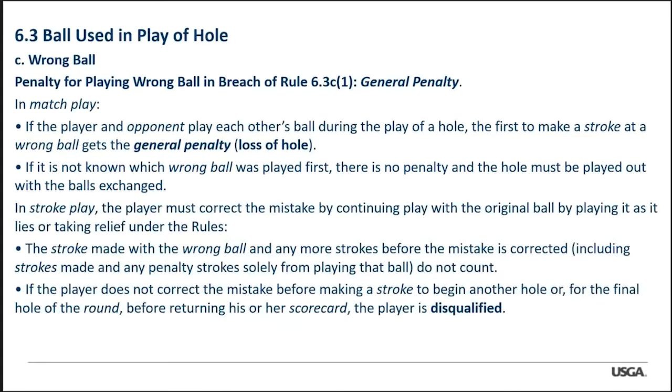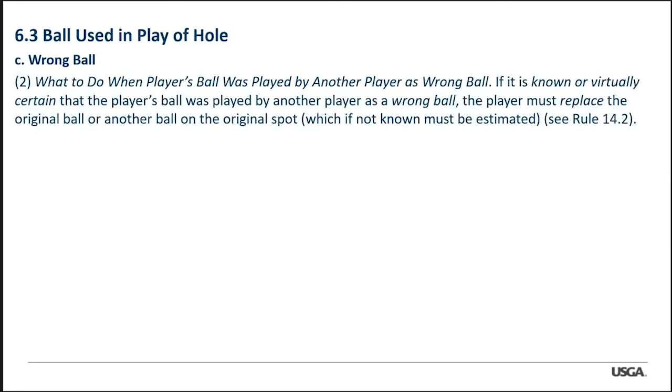And in stroke play, this is where you have to correct the mistake by playing the original ball like we talked about, or by substituting it. Basically, if you play the wrong ball and it goes into the woods or something like that, the rules will allow you to substitute it in that situation. If somebody plays your ball as a wrong ball, you're not going to have to replace your ball. You don't have to go digging into the woods, so they'll allow you to substitute it in this situation. But again, 2-stroke penalty in stroke play, must correct the error before teeing off the next hole. This is not a change. This is the same rules as we had before.